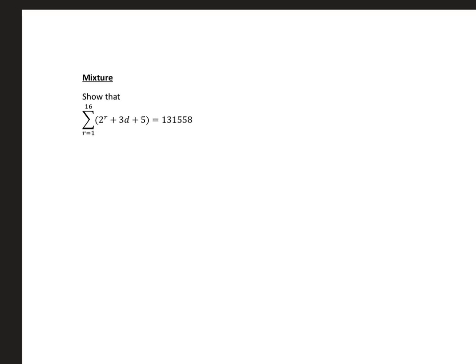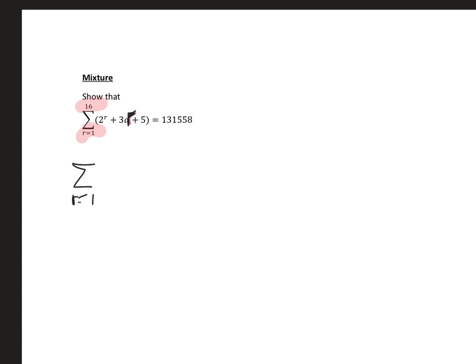Okay, here's going to be a mixture where we put arithmetic and geometric together. So show that the sum from 1 to 16 of 2 to the power r plus 3 to the power, that should say r as well, not d. So you have to do all the typos. Next year's year 12s won't get any typos. Plus 5 equals 131,558. So this one, split the sum into 3 different sums.